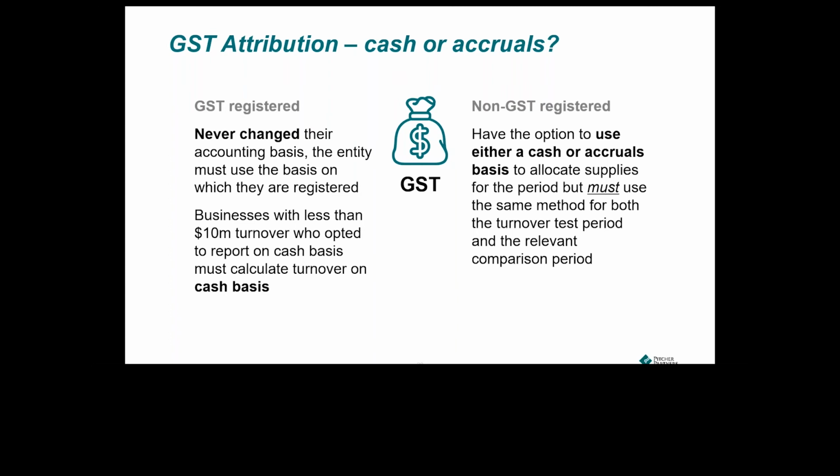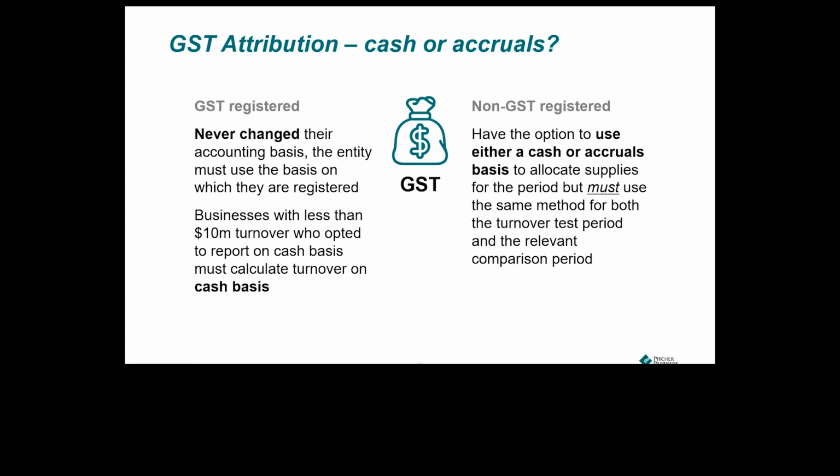So if you're an accruals basis taxpayer that prepares and lodges your business activity statements on an accruals basis, and that's been the way that you've reported GST for the whole time during 2019 and 2020, then that is the method that you must use for determining the period to which the relevant supplies relate, and for the purposes of the decline in turnover test under JobKeeper 2.0. So you don't have a choice, effectively.